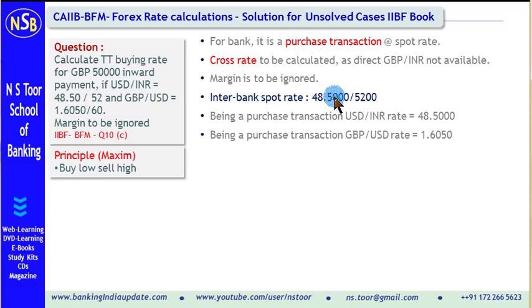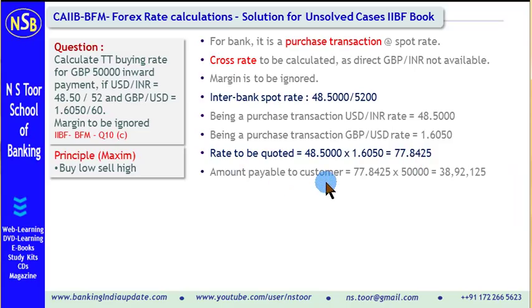Similarly, for rate between pound and US dollar, this is the rate given here. So we will take this one, 1.6050. Buy low, sell high. Now we can make a calculation by using cross rate. So the rate which will be quoted to the customer will be 48.5000 multiplied by this rate. So this is the rate we get which will be quoted to the customer for this inward transaction.